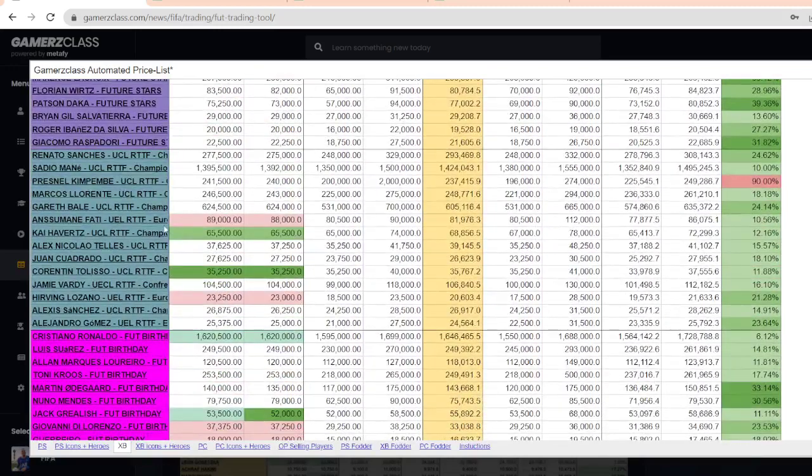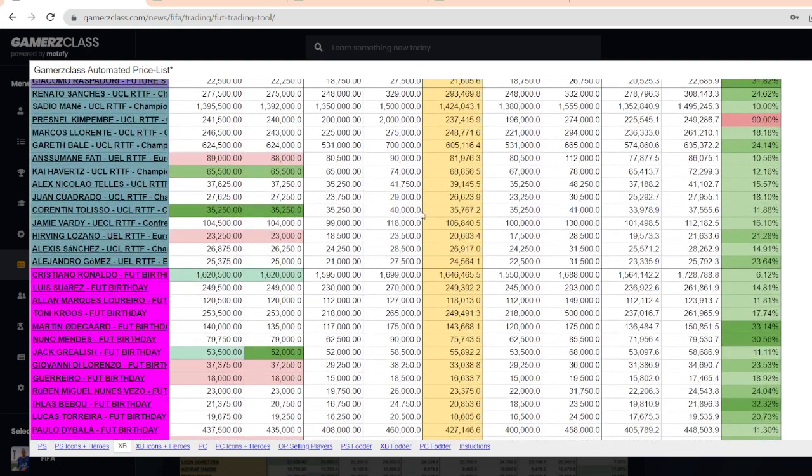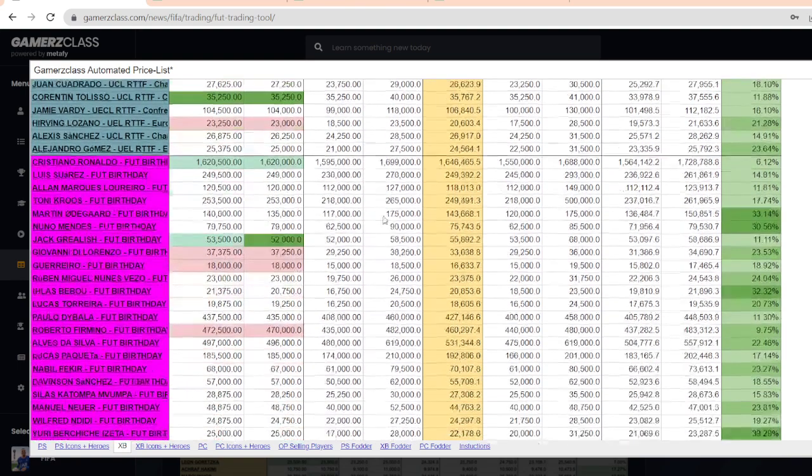Just keep going. Even though this is green, I wouldn't touch it. The average is not high enough. Havertz, not hugely hyped this year, so I would avoid that one. Looks like Tolisso has just hit his PR. He was higher last week, maybe two weeks ago. So I would avoid that one too.